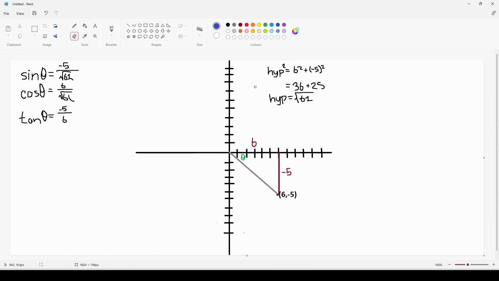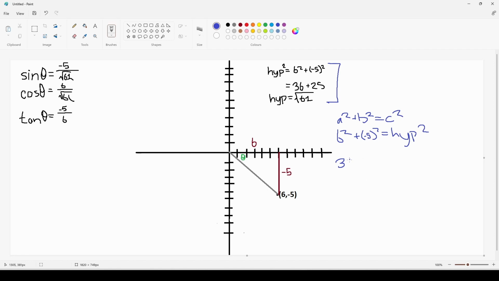So let's take a look at how we might look at a triangle on a graph. Here we are trying to find the sine, cosine, and tangent of theta, which we can do pretty easily using the Pythagorean theorem, which is of course a squared plus b squared equals c squared, where a squared is 6 squared, b squared is negative 5 squared, and our c squared is the same as our hypotenuse squared, because c is our hypotenuse. And we can look, it's the same as we're doing up here.